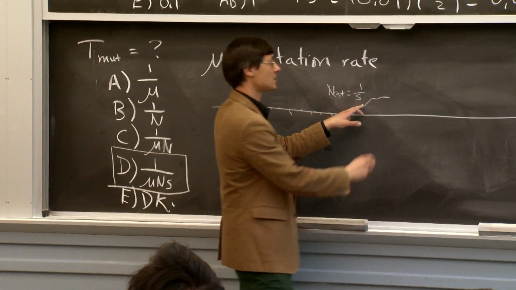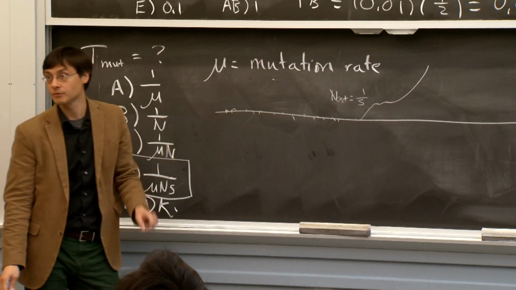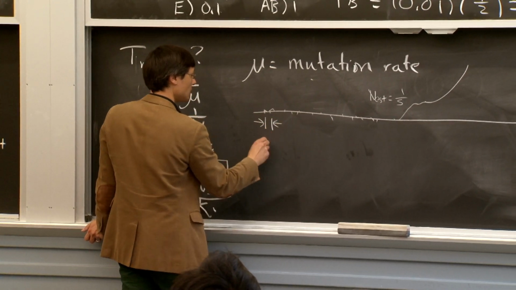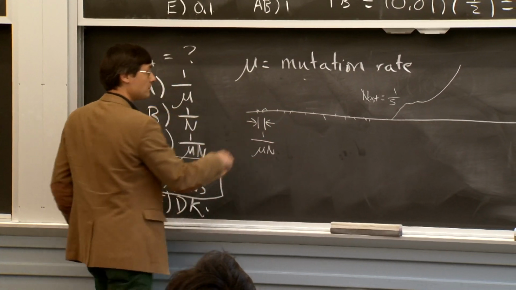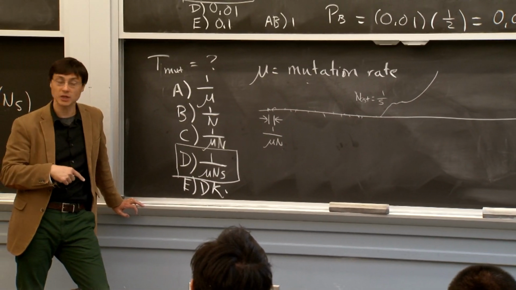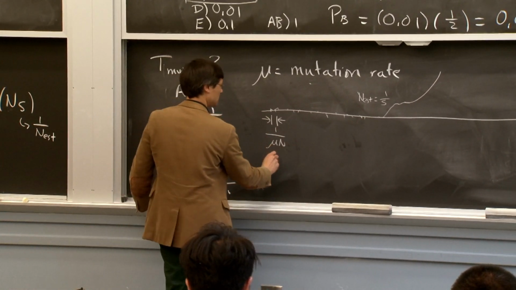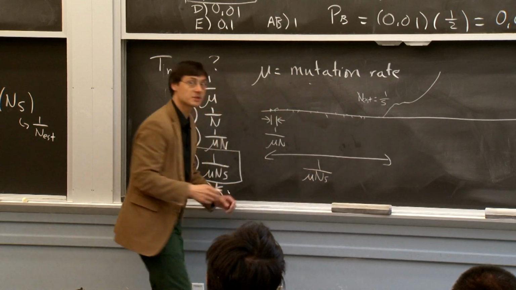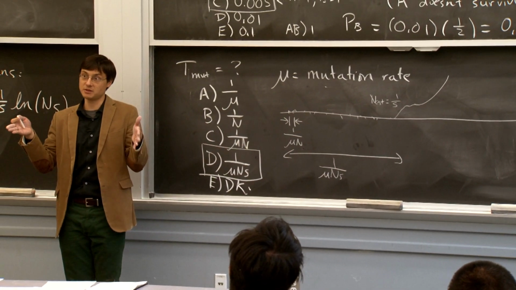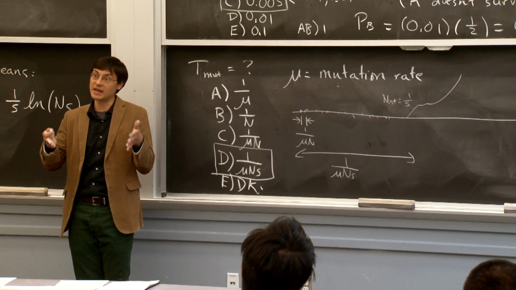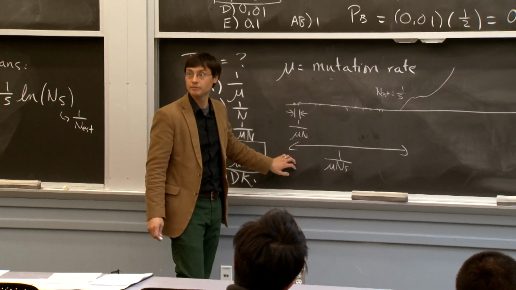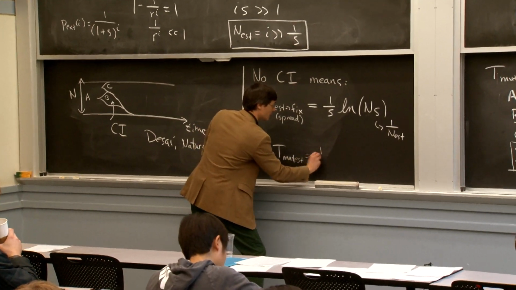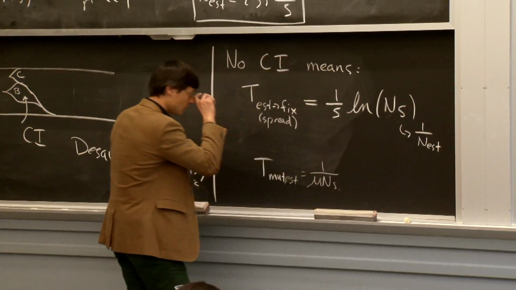So this guy, once he's established, he's going to grow exponentially in the population. But the idea is that the time scale of 1 over mu n is the time between successive appearances of this beneficial mutation, whereas 1 over mu ns is the time scale between successive establishments of these beneficial mutations. And it's only if they get established that they're relevant. So that's why the T mutation established is 1 over mu ns.